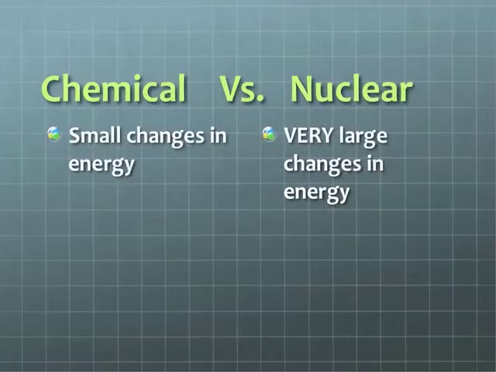In a chemical reaction, there are small changes in energy. We know that energy always has to be absorbed for a bond to break and is always released when bonds are formed, but these are relatively minor amounts of energy. In a nuclear reaction, there are very large changes in energy. That's how we use these reactions to create electricity for us in a nuclear power plant.